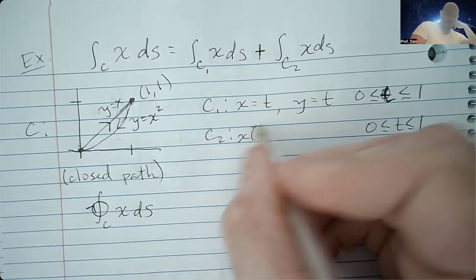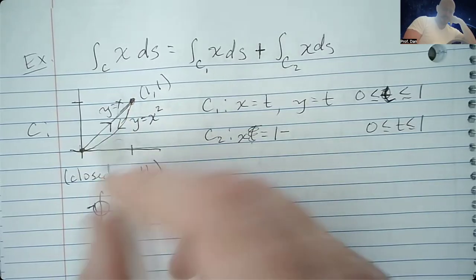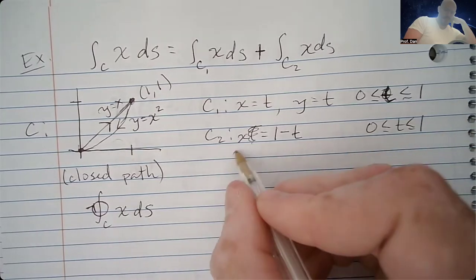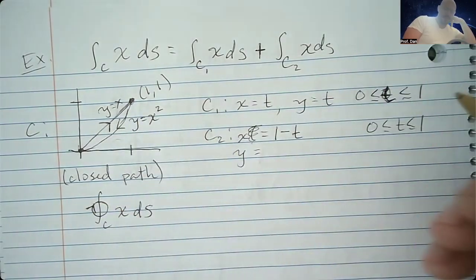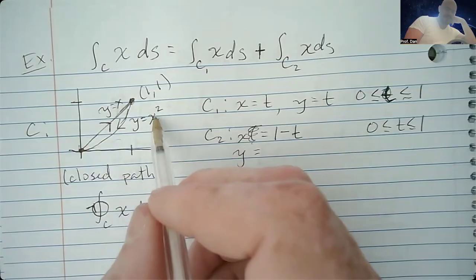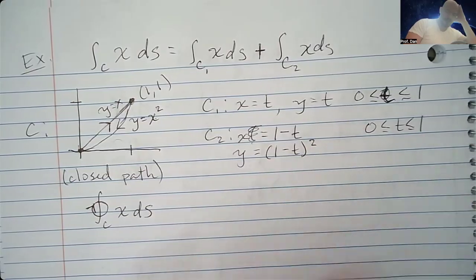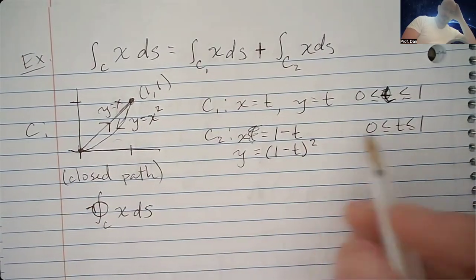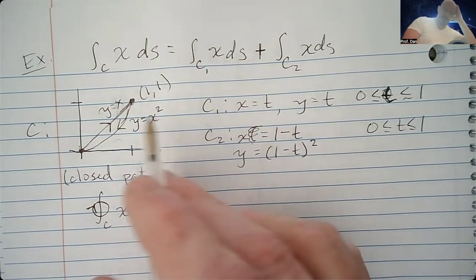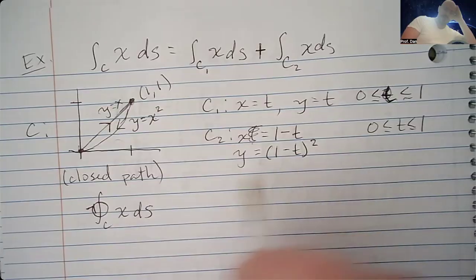Wait, why am I writing parentheses? Anyway, 1, and I could subtract the change times t. For y, remember that for the parabolic arc, y is equal to x squared. So whatever I wrote for x, y is going to be that, but squared. And you see the bounds for t still work on that one. When t is 0, x is 1. When t is 0, y is 1. When t is 1, x is 0. And when t is 1, y is 0.